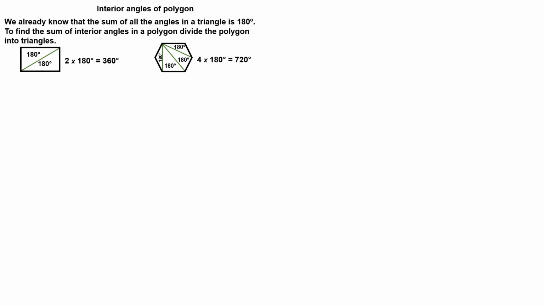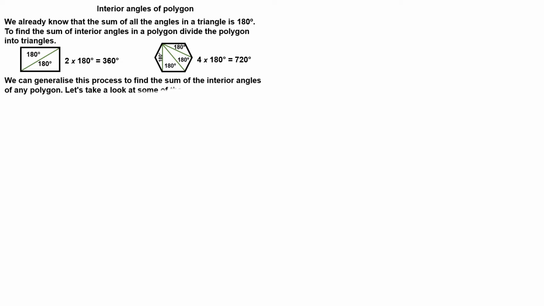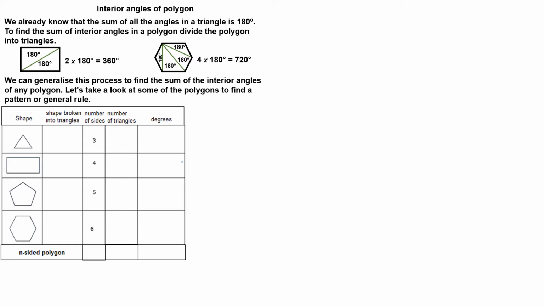In short, to find the sum of interior angles of a polygon, multiply the number of triangles in the polygon by 180 degrees. We can generalize this process to find the sum of the interior angles of any polygon. Let's take a look at some of the polygons to find a pattern or general rule. Now let's complete the table dividing each figure into triangles by drawing as many diagonal lines as we can.